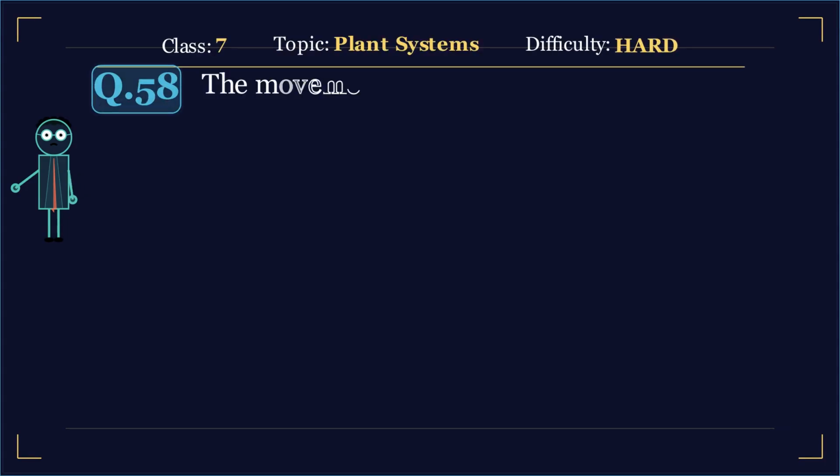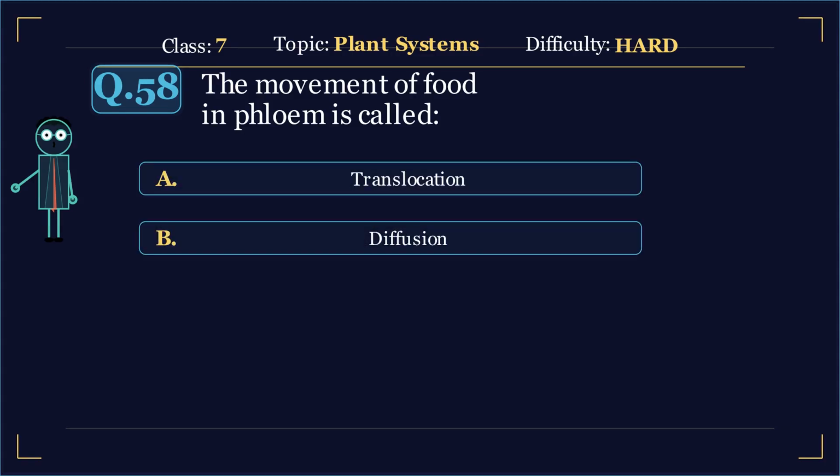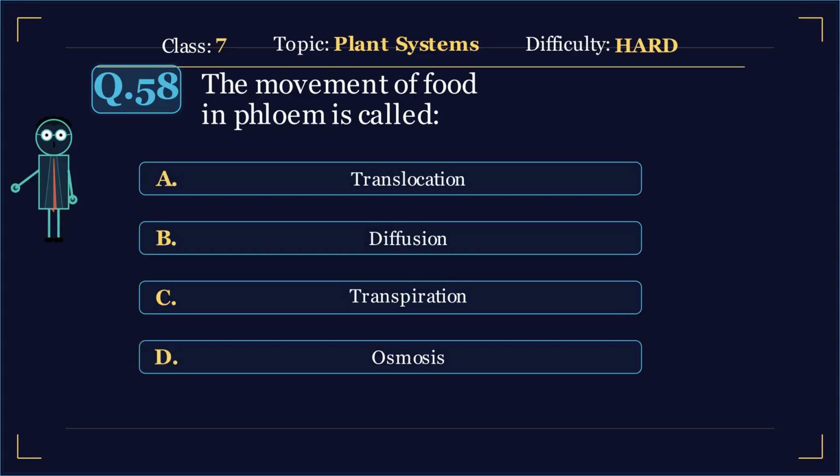Question 58. The movement of food in phloem is called. Option A, translocation. Option B, diffusion. Option C, transpiration. Option D, osmosis. The correct answer is option A.